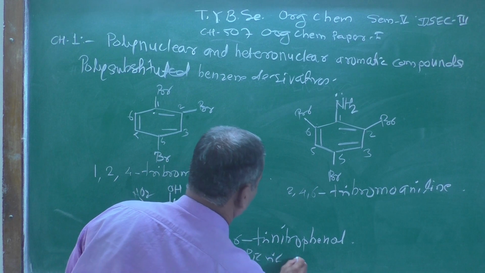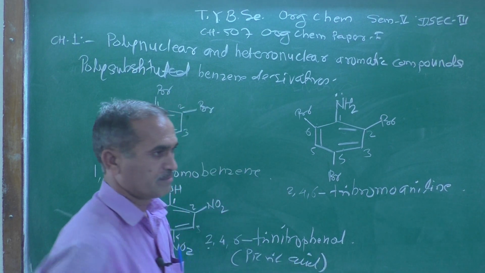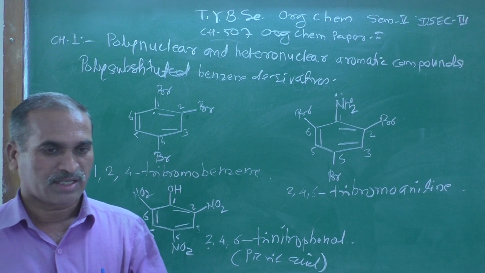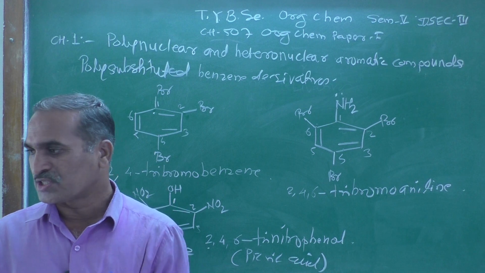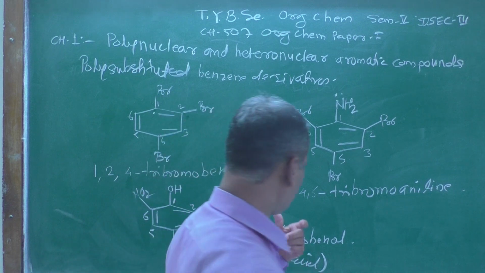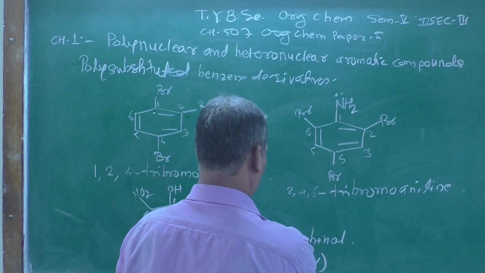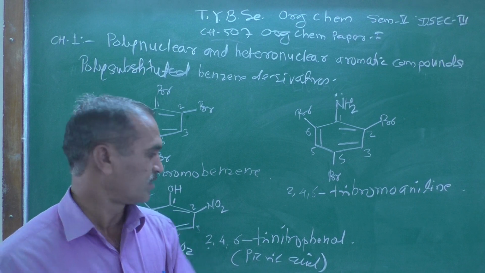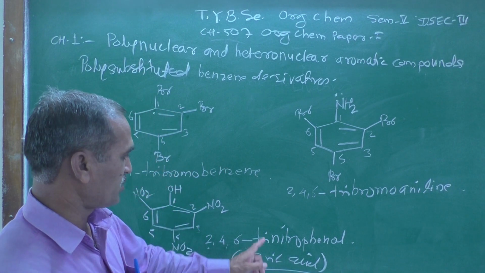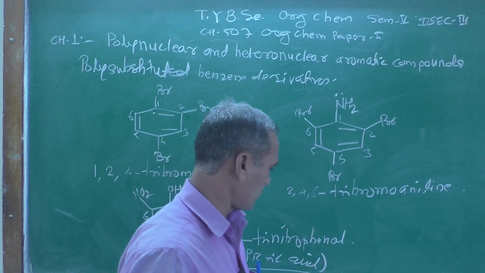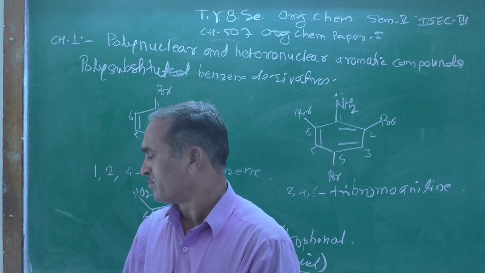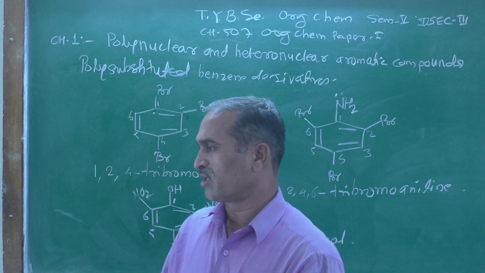Have you heard this? Picric acid. The strength of picric acid is approximately similar to hydrochloric acid, HCl. The strength of HCl and picric acid is nearly the same, and therefore it is called picric acid, 2,4,6-trinitrophenol. Why is picric acid more acidic than simple phenol?